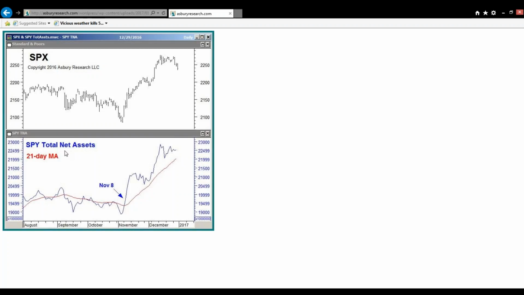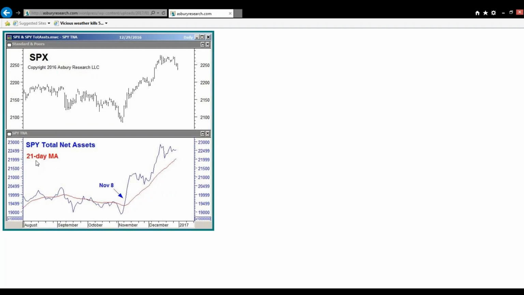Down here, this is the daily total net assets invested in the Spider, which again tracks the cash S&P 500. Note that on November 8th, these assets expanded over their 21-day moving average. Why a 21-day? Because this is a tactical tool for us. Asbury Research's strategic is 1 quarter out, tactical within 30 days. So when we're trying to be tactical, we're putting a 21-day moving average over it because there are 21 business days in a month.